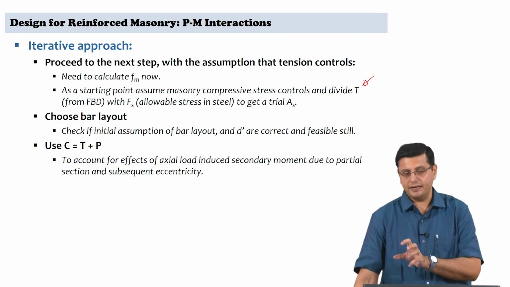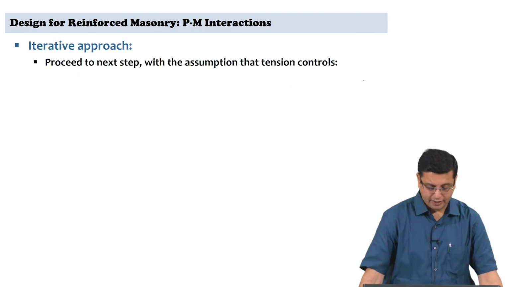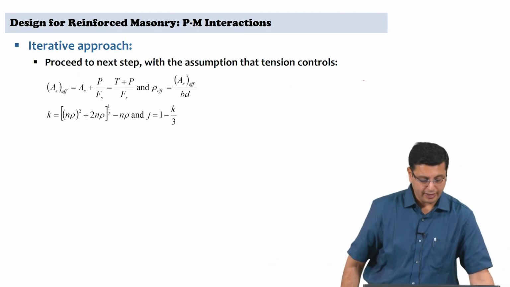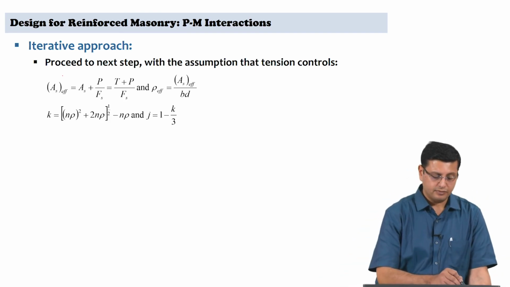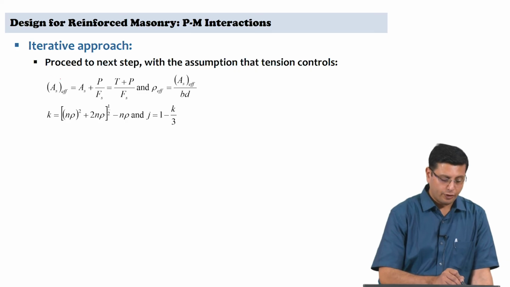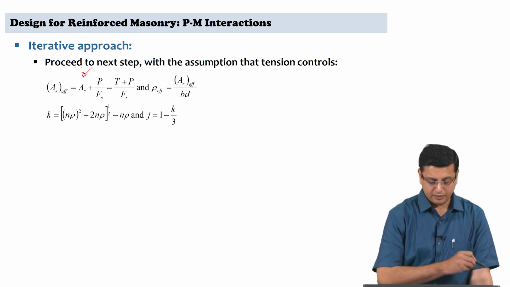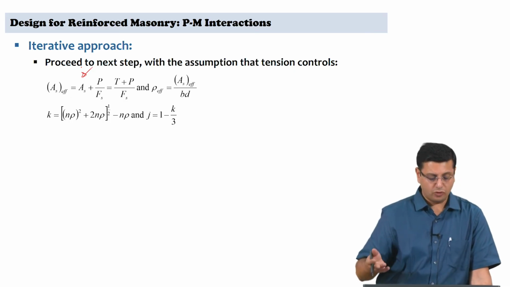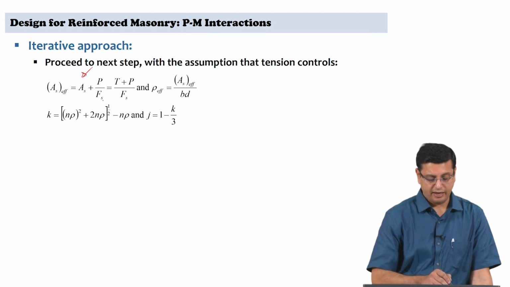So, you account for the secondary moments and the external moment acting on the wall, and then establish what the compression force is for which you are going to be making the calculations themselves. So, the area of steel that you are going to be using in your calculations is the area of steel that you estimated in the previous step plus the axial force divided by the permissible stress Fs.